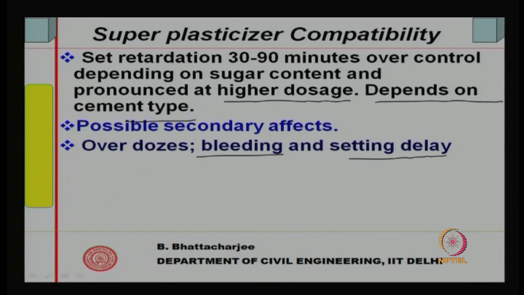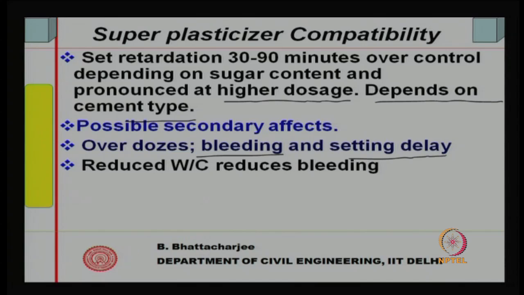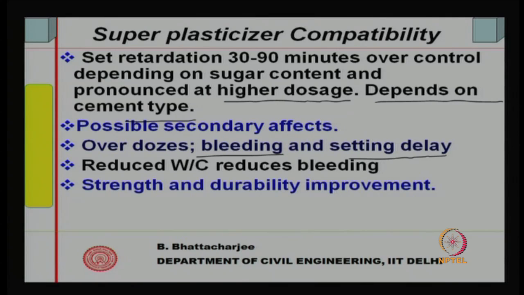In fact, if you go on increasing the dosage of the superplasticizer, beyond a point it won't show any further plasticizing effect. There is a point of diminishing return. So, the maximum dosage is such that beyond that, if you increase further, you won't get any further plasticizing effect, and you should not have any kind of negative effect. Lower water cement ratio means bleeding will be reduced, and you will get strength improvement as well.